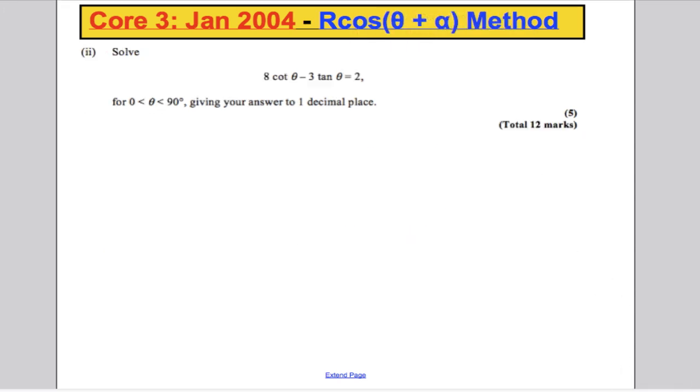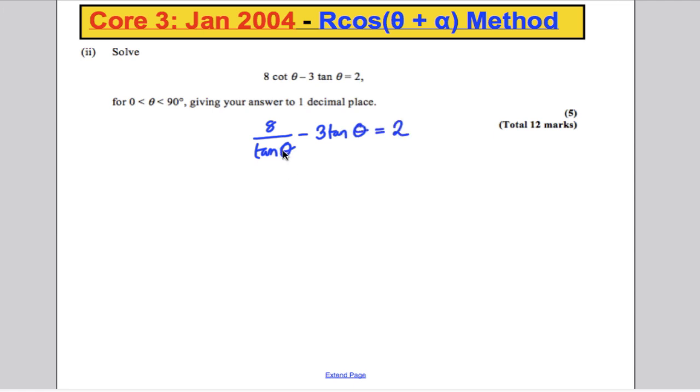Okay, in the last part, solve the following, for theta between 0 and 90, give your answer to 1 decimal place, 5 marks. Doesn't look like it's got anything to do with the previous parts. So just write out what it means. 8 cot theta means 8 over tan theta. Subtract 3 tan theta is equal to 2.